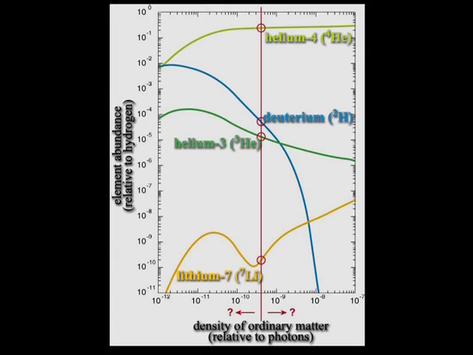So this plot assumes that we don't know ahead of time the number of baryons in the universe, the number of protons and neutrons. And the plot is saying that as you change the number of protons and neutrons in the universe, we will make different predictions for the amount of helium, deuterium, etc. There is a value for the number of protons and neutrons in the universe for which we get the right answer. This is how nucleosynthesis fixes the number of ordinary matter particles in the universe.